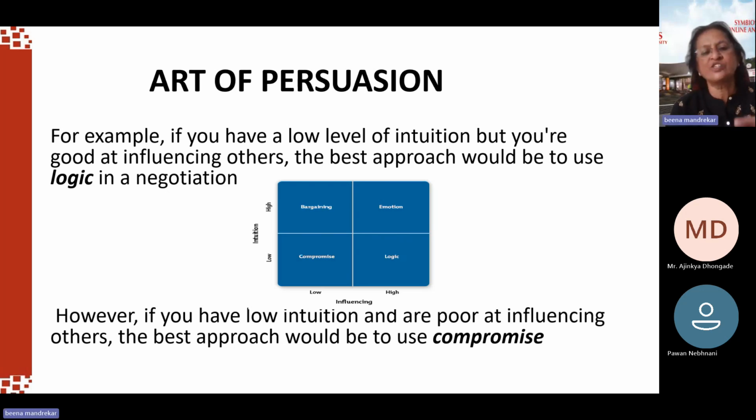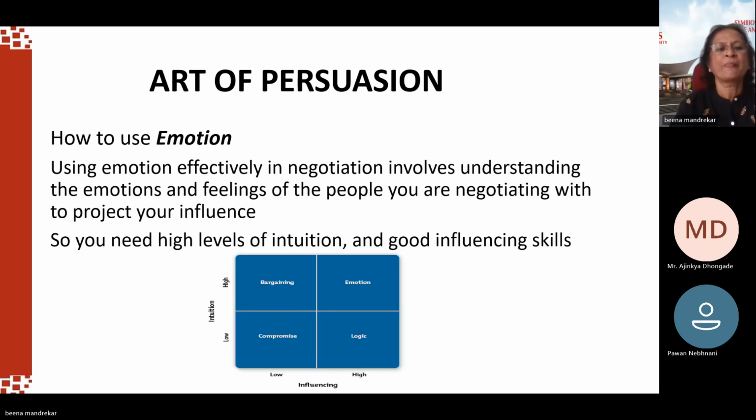Low, both sides. Intuition is low, influencing is low, then you have to use compromise. How to use emotion? Emotion is in the second quadrant. Using emotion effectively in negotiation involves understanding the emotions and feelings of people you are negotiating with to project your influence. So you need high levels of intuition and good influencing skills.